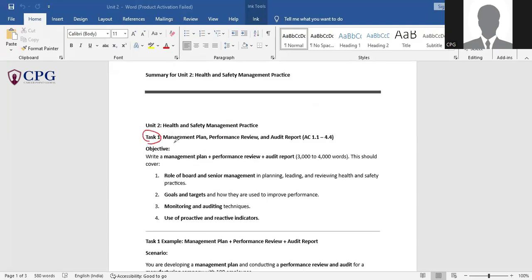In task 1, you have to make a detailed report of 3,000 to 4,000 words. That report will deal with the management plan, performance review, and audit review, the audit report. So you will be covering three aspects. You will be writing about the management's plan, then the performance review of the company, and the audit done at the company. This would be less than 4,000 words.